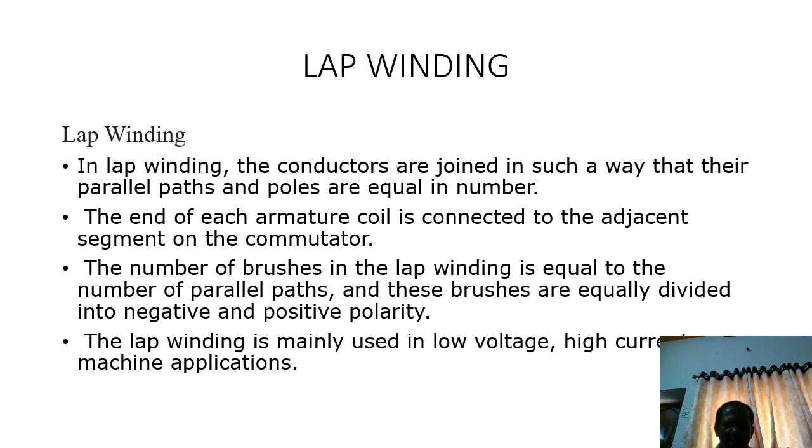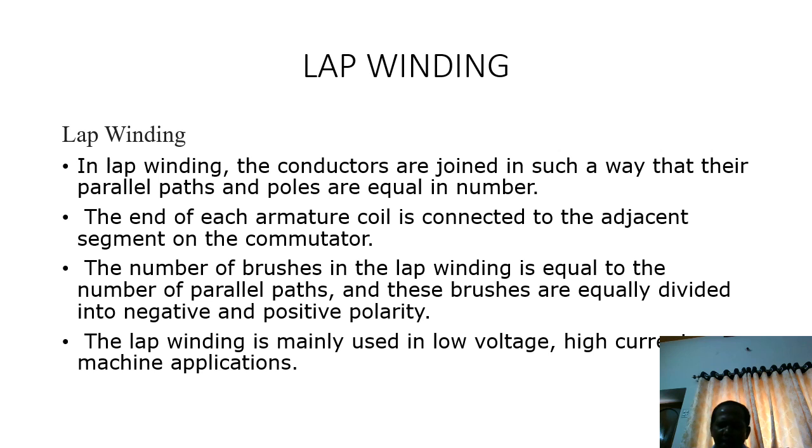So these are the polarities we observe when connecting lap winding in DC generators. Lap winding is mainly used in low voltage, high current machine applications.